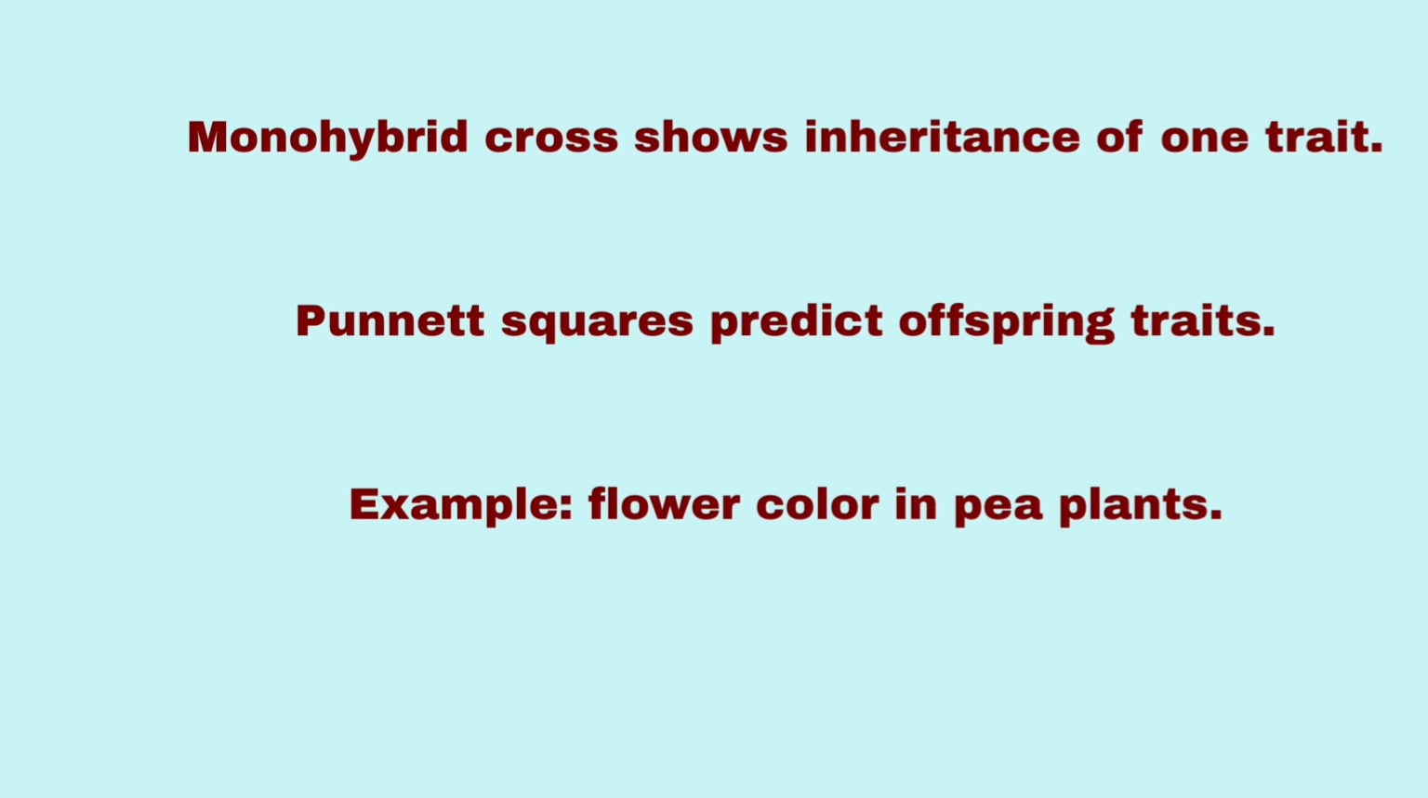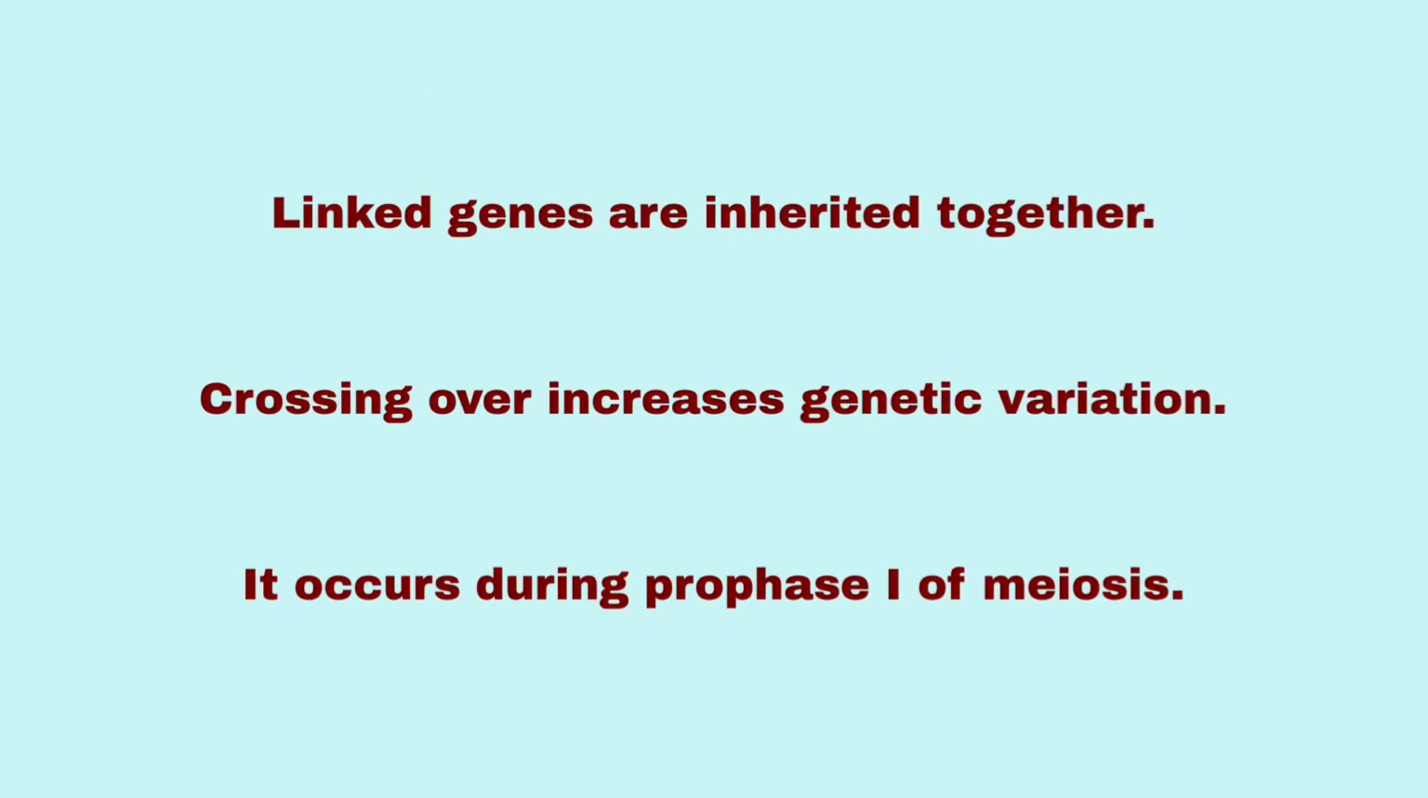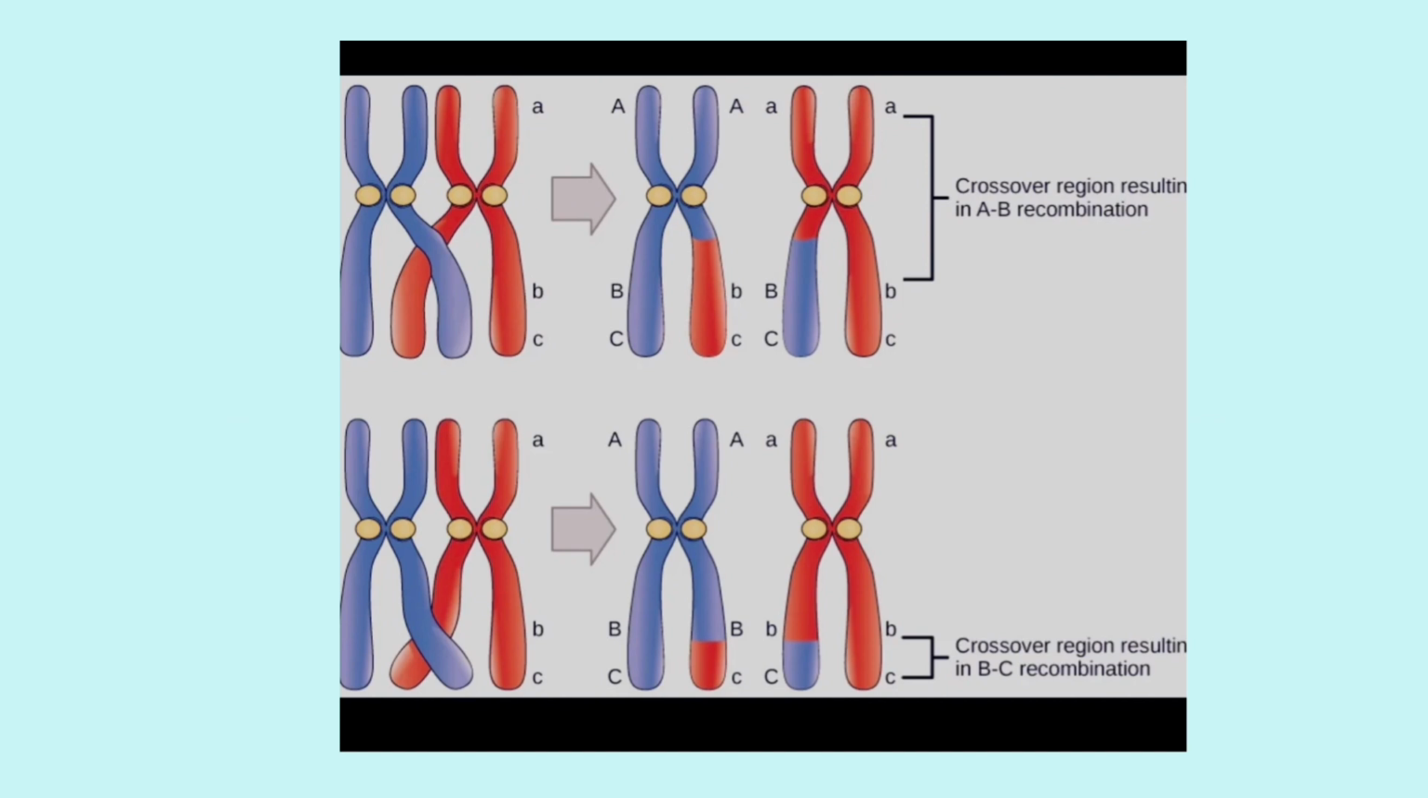Let's see the deviations from Mendel. Some characters do not follow Mendel's law. Incomplete dominance. Both parents' characters mix. Red plus white gives pink. Codominance. Both characters appear together, like AB blood group. Multiple forms. A character has more than two forms, like blood groups. Many genes involved. Some characters are controlled by many genes, like skin color.